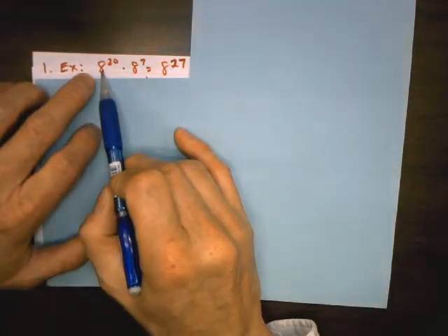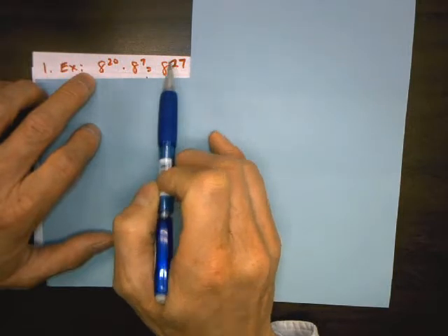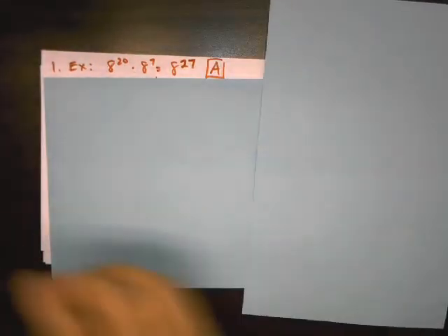Another example of this, we could have 8 to the 15th times 8 to the 12th, which would also equal 8 to the 27th. And that would be a situation where we multiply the two powers with the same base and add the exponents. So the only answer that can work for 1 is A.